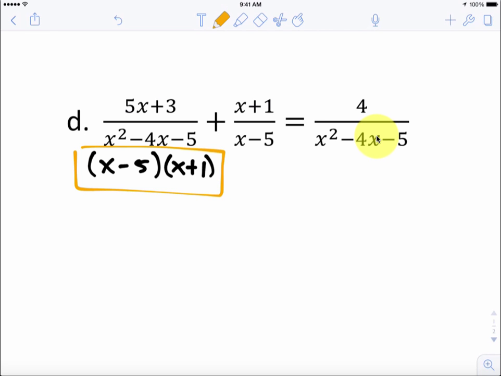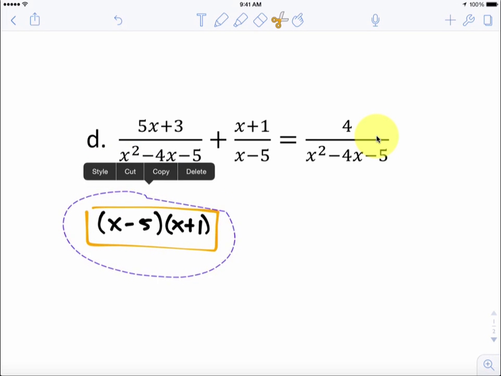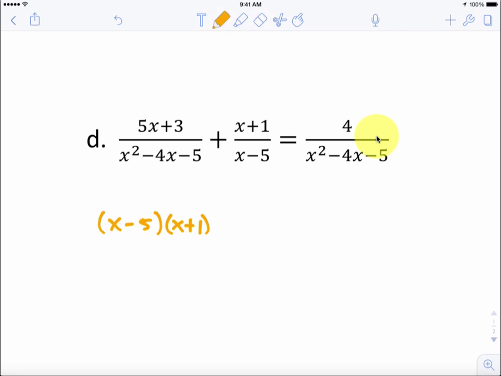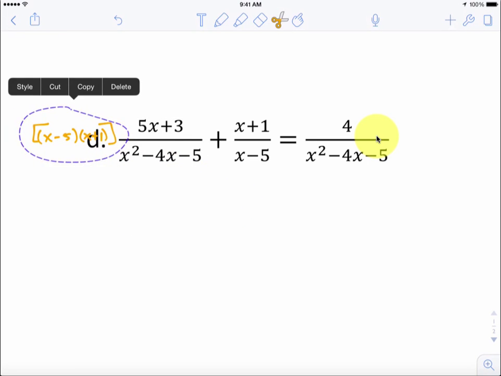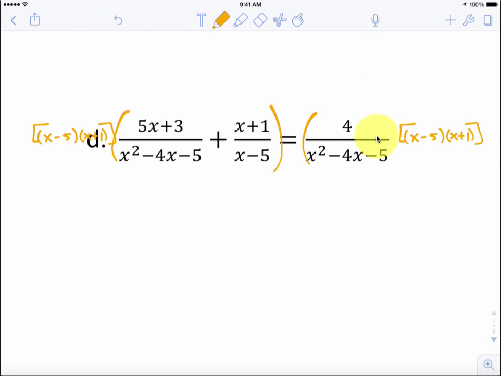So we're going to multiply both sides of the equation by that least common multiple. We're going to make it all orange, and we're going to put some brackets around it. We're going to do a little copy pasting action here. We're going to multiply the left-hand side of this equation by that, and we're also going to multiply the right-hand side of the equation. Definitely want to be diligent with our parentheses. Don't want to forget anything.